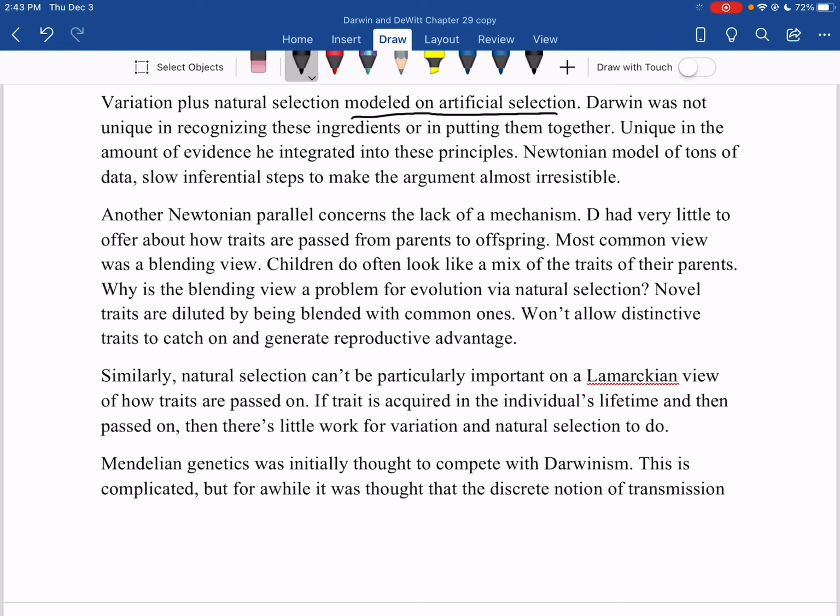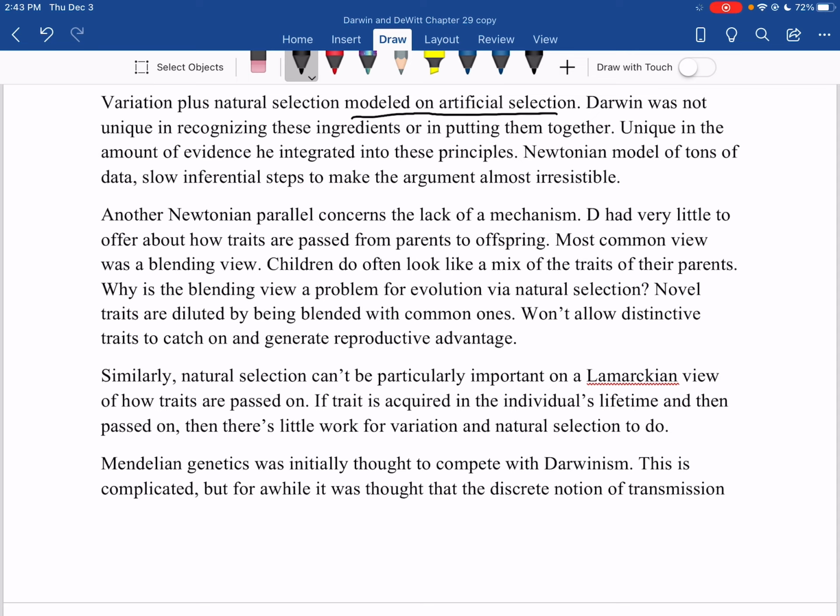Darwin was not unique in recognizing these ingredients or in combining them. As we've seen, Wallace did essentially the same thing. Darwin's grandfather and some other predecessors came close. What Darwin does is integrate a ton of evidence around these basic principles.